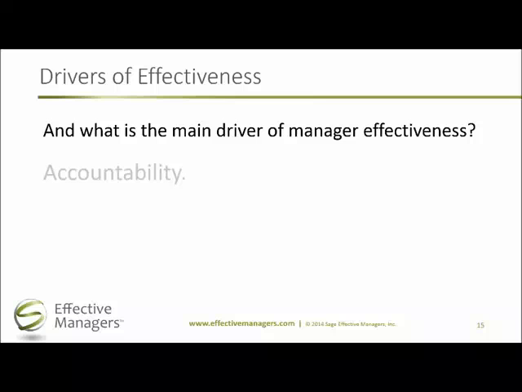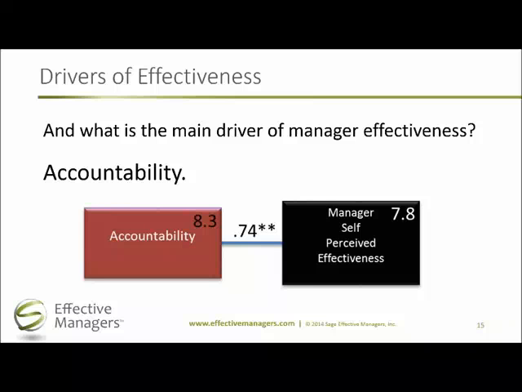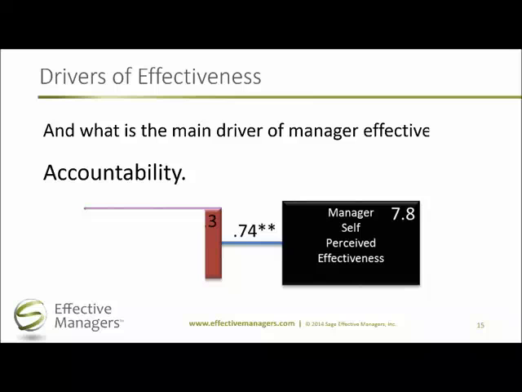And what's the main driver of management effectiveness? I can say it in one word, it's accountability. So one of the highest correlating measurements that we found in the survey is between accountability and the effectiveness of the manager. So the score of accountability are shown there, but the correlation is 0.74. So in social sciences work, that's an incredibly high correlation. A correlation of 0 means there's no correlation, and a correlation of 1 means there's a perfect correlation. So 0.74 is a very high correlation between accountability and the effectiveness of the manager.